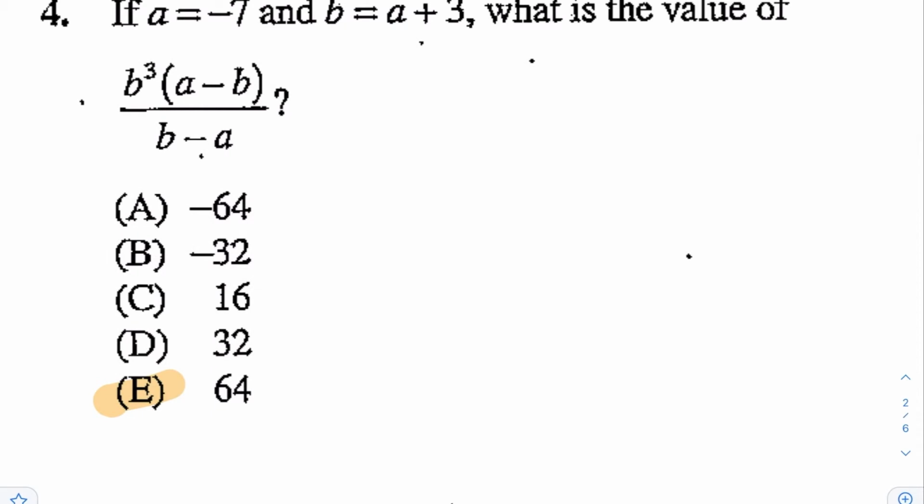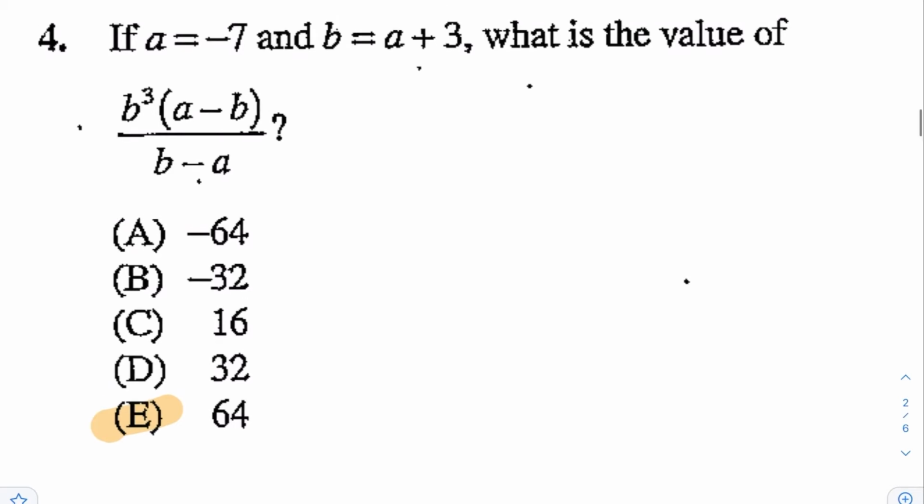Next, for number 4, if A is equal to -7 and B is equal to A plus 3, then what's the value of B cubed times A minus B divided by B minus A? So here you know that A is equal to -7, and B you have in terms of A, so the first thing you got to do is substitute in. So then B will be -7 plus 3, which will give you -4. So you know that B is equal to -4.